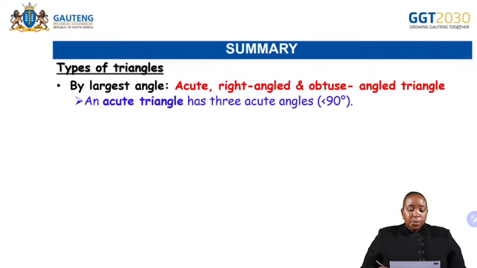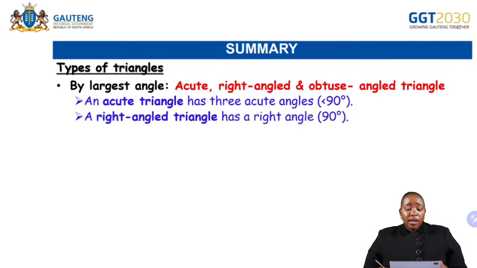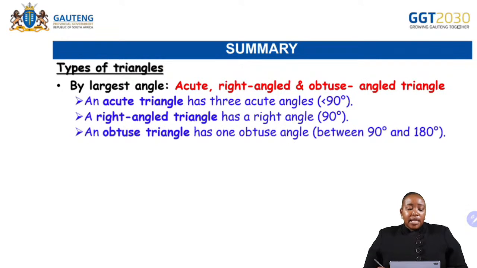Okay. Now, when we classify our triangles by largest angle, we get an acute triangle, a right angle triangle, and an obtuse angle triangle. So in an acute triangle, we said it will have 3 acute angles. A right angle triangle has only 1 right angle. Remember, I asked you that question. You can only have 1 right angle in a triangle. And then in the last one, an obtuse triangle has 1 obtuse angle. And that angle will be between 90 degrees and 180 degrees.